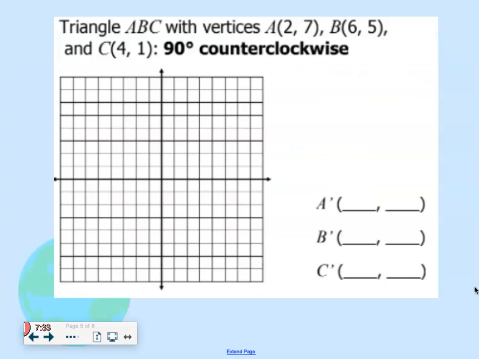Triangle ABC, let's graph it, and then we're going to do a 90-degree turn. Why do they look so weird? 2, 7. Wait, I can't even tell what the center is. Can you outline it with a pen, or just make it dark with your pencil?